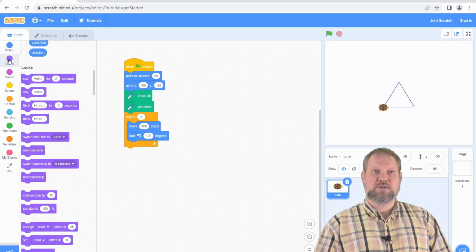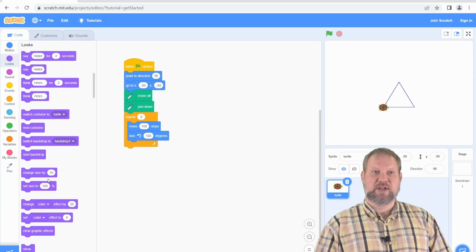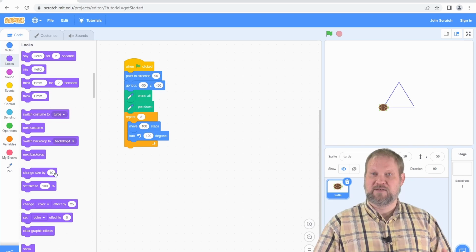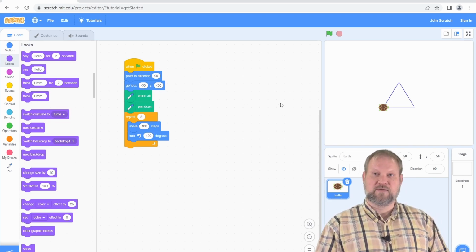Or there's this looks menu, and we have a looks block that will actually change the size to a percentage, or set it to a percentage, or we can change it by a percentage. So we can increase or decrease it by using a positive or negative percentage change. So that is something that you can play with down the road if you're interested.